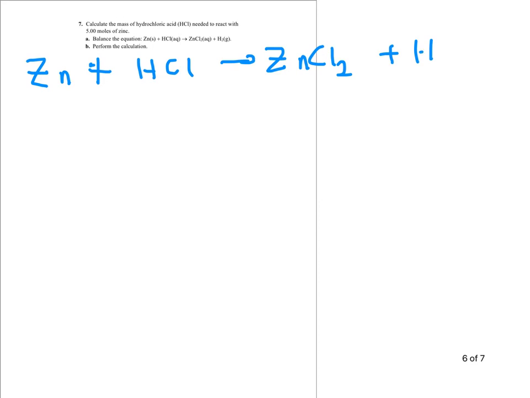Very similar problem here. They give us an equation, ask us to balance it. So Zn plus HCl yields ZnCl2 plus H2. Here you have a nice little single replacement reaction. Looks like the Zns are okay. You've got 2 H's and 2 Cl's on one side, so if we just put a 2 in front of HCl, we will be balanced.